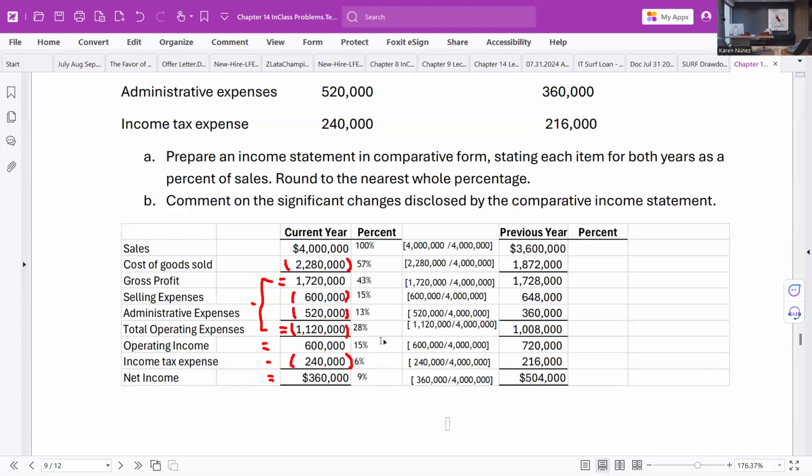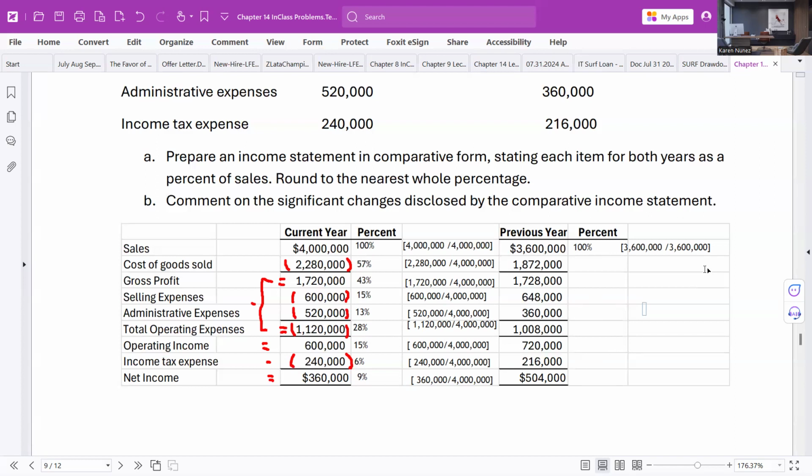So all we're doing is dividing each one of these line items by the number at the top, the sales number, and that gives us our measure, or in this case, the percent of sales for each line item. I'm not going to do the previous year, but I'm just going to get started here. On the previous year, the base is sales of 3.6 million. Every line item here now needs to be expressed as a percent of that $3.6 million.